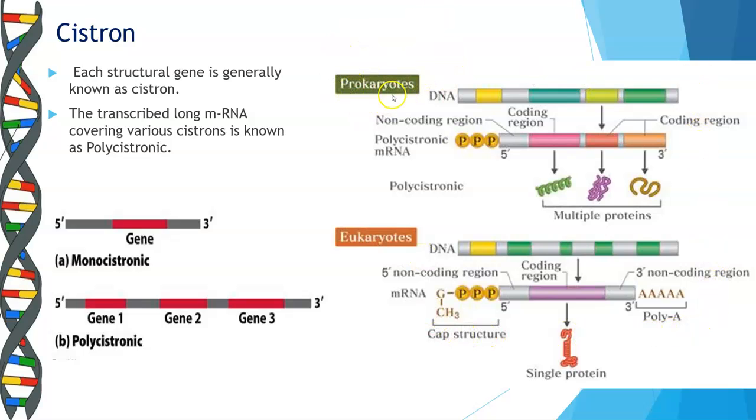For example, in a prokaryotic cell, this is the DNA, and these are the coding regions, and these are the non-coding regions. So this will give you 3 different proteins. Such an mRNA is called polycistronic. But in case of eukaryotes, you will see that you only have the coding region that comes between. This happens because in eukaryotes, the mRNA is processed and splicing occurs, where the non-coding region is removed. So only the coding region is kept which will code for a single protein. Such an mRNA is called monocistronic.